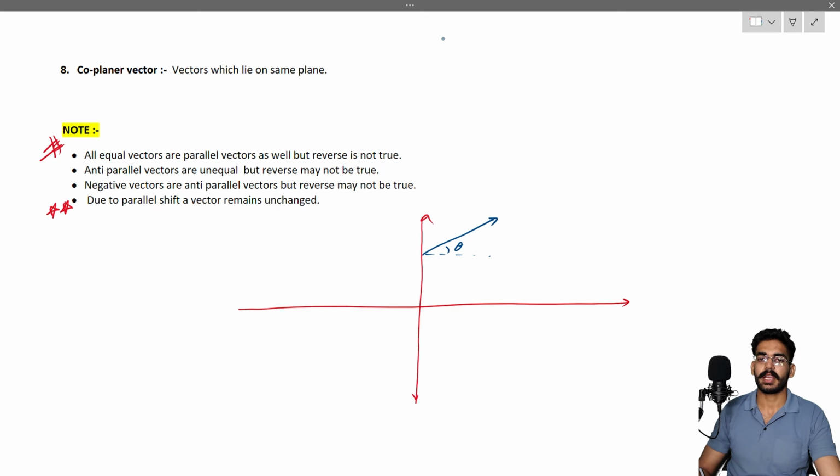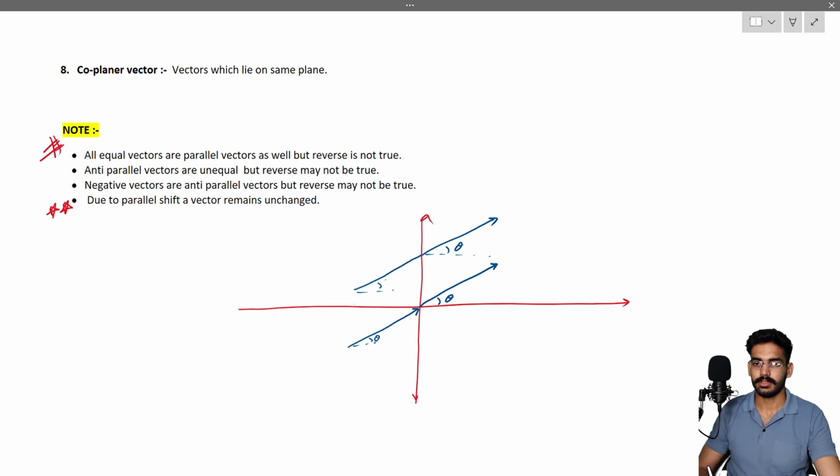having its magnitude same and its direction also same. Okay, I can parallelly shift it. So parallelly shift means keeping the magnitude same and keeping the direction same. Means it is making the same angle theta with the positive x-axis and having the same magnitude. Then it is okay. Still I can shift here also, parallelly shifting, same angle, same magnitude. I can shift it here also. There is no problem in that.